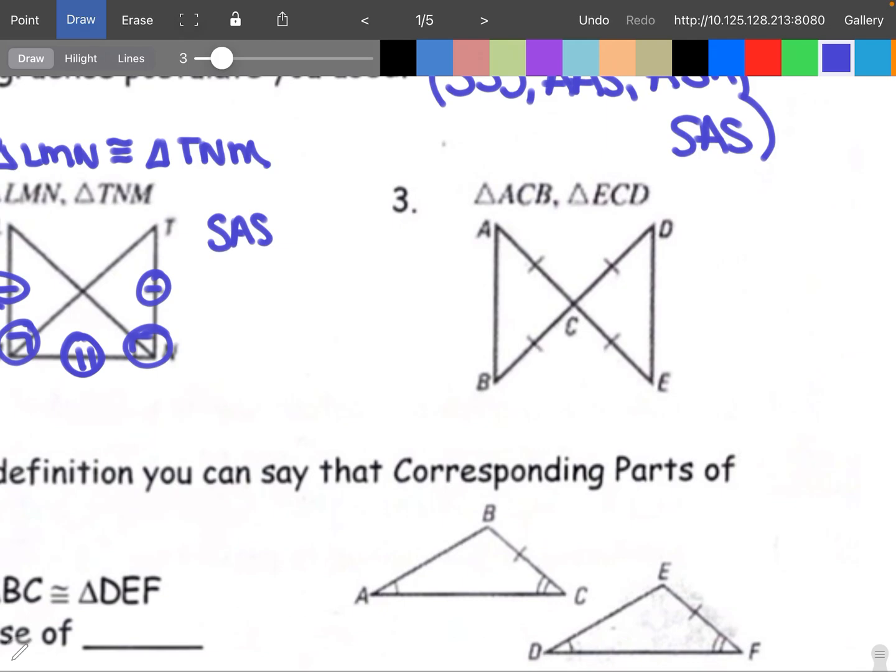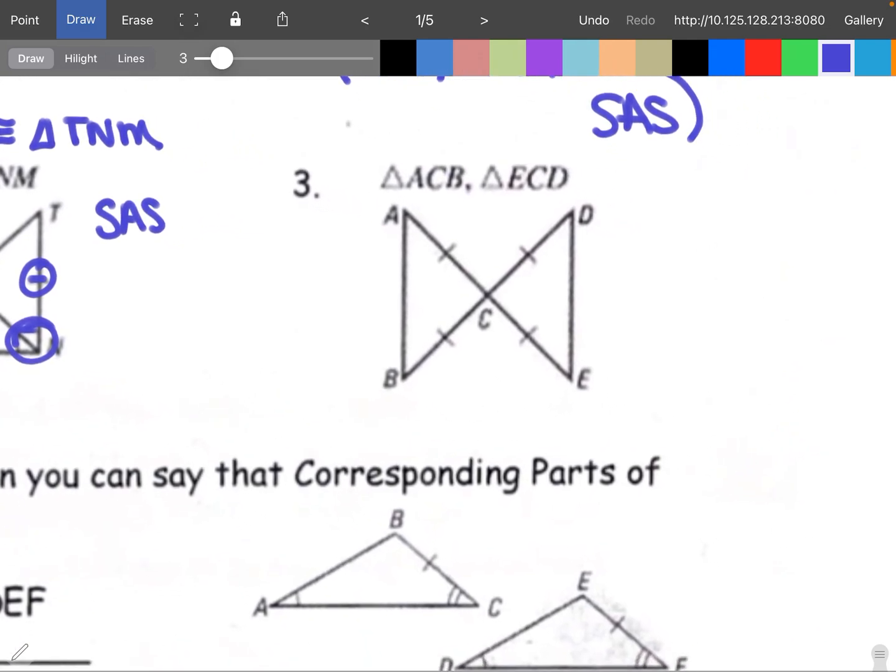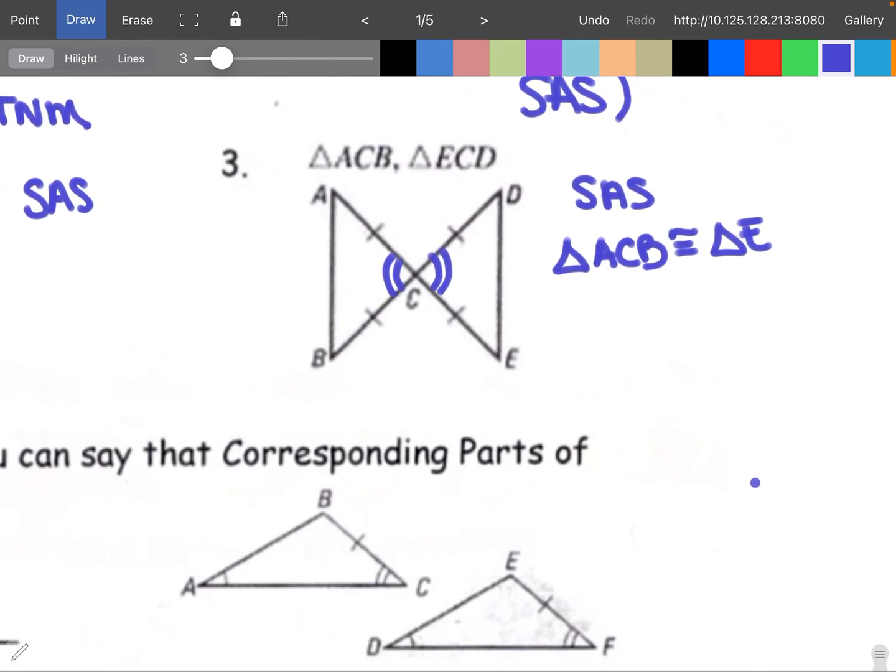The last one, if I'm looking at those two triangles, I have two pairs of sides, and then I know that I also have vertical angles right here. So I would have side, angle, side again. And my congruent statement would be triangle ACB is congruent to triangle ECD. Now, it does not matter how I named that first triangle. I just went off of what they had there, just as long as I know that my corresponding vertices match up over here. So angle A matches angle E, etc.